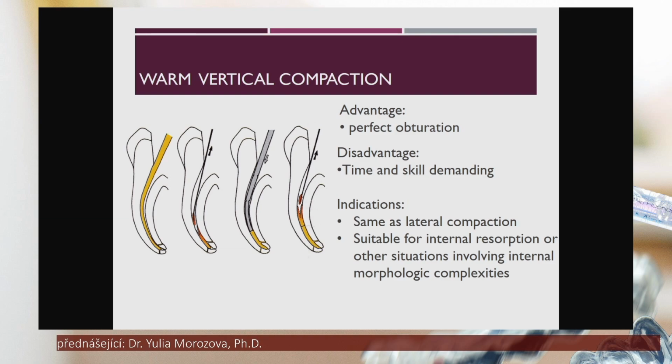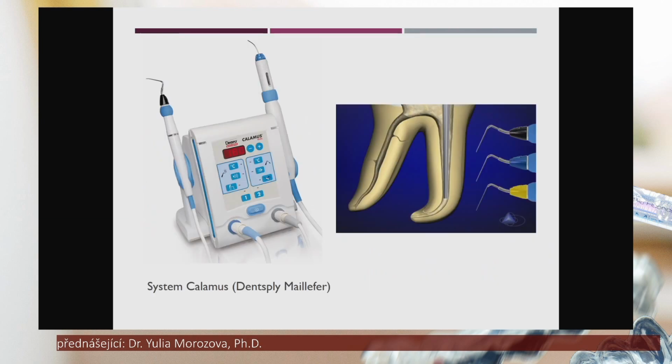With respect to advantages, it provides the perfect obturation, but on the other hand, this is its downside: it is time and skill demanding. It's time consuming, and it's necessary to have some manual skills to realize this method. With respect to indications, these are the same as for lateral compaction, and it's suitable, for example, for internal resorption or other situations involving internal morphologic complexities of the root canal system.